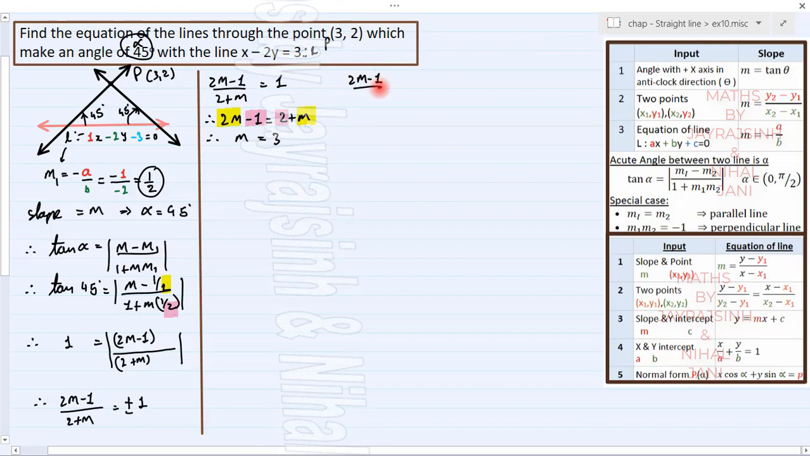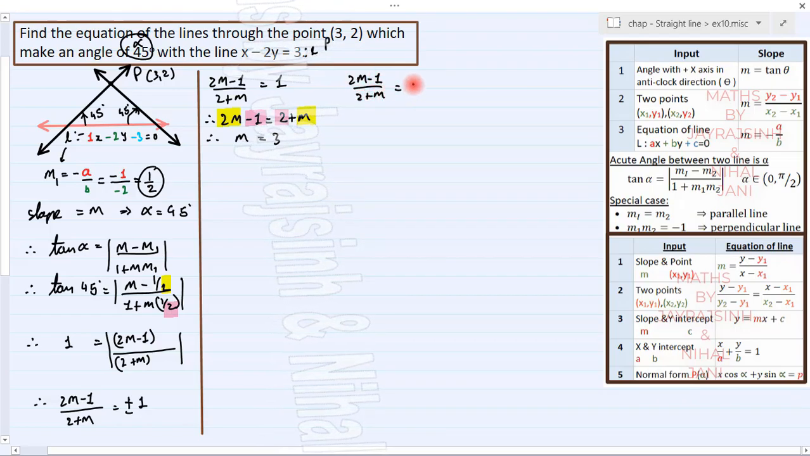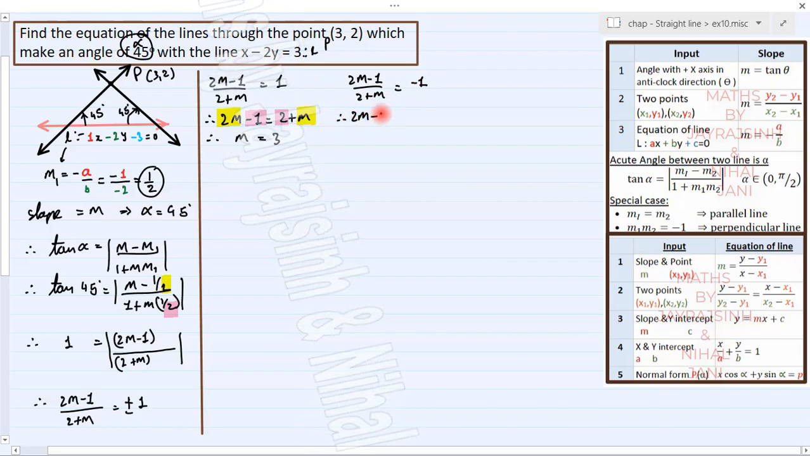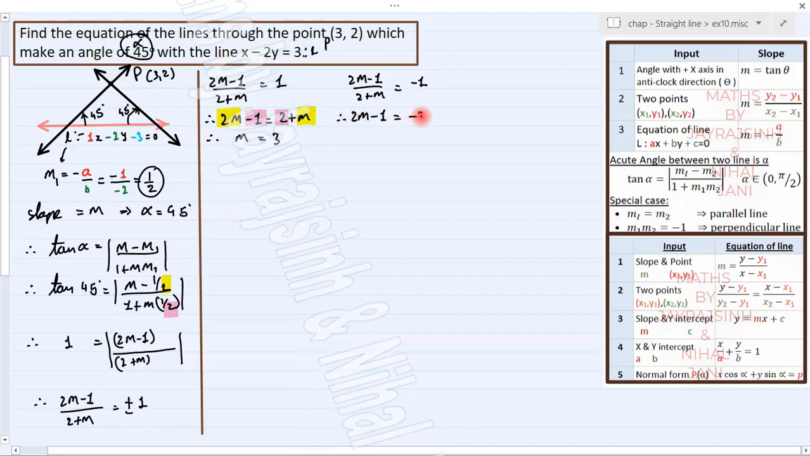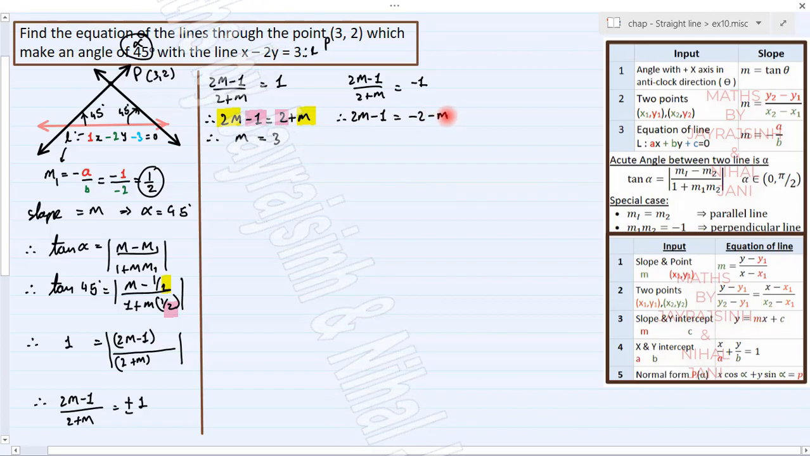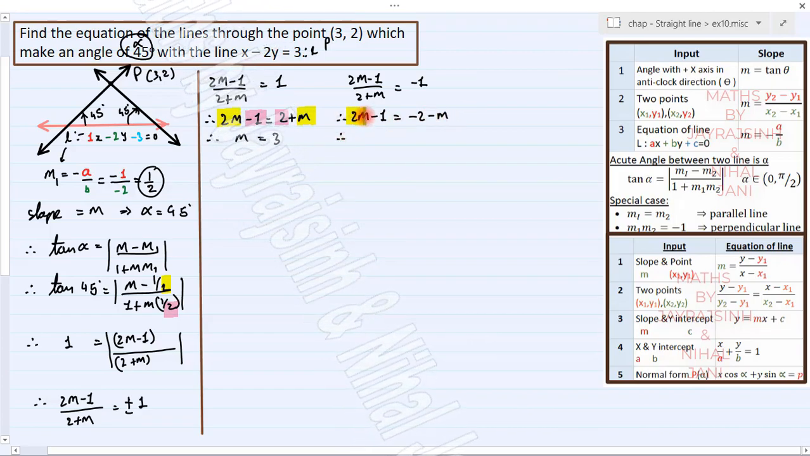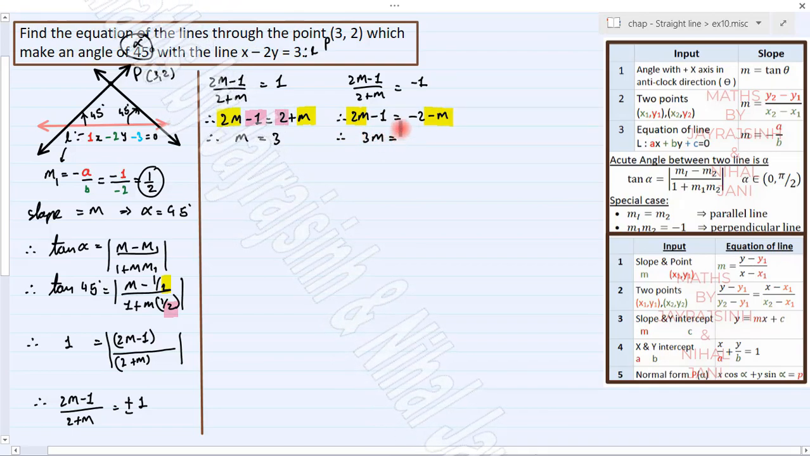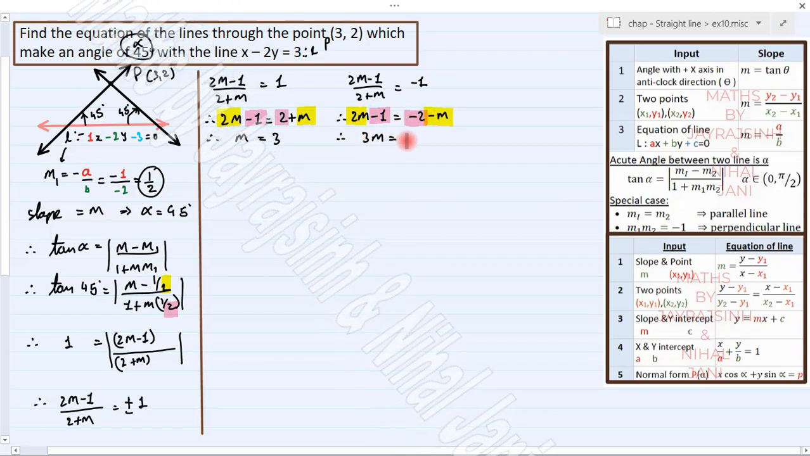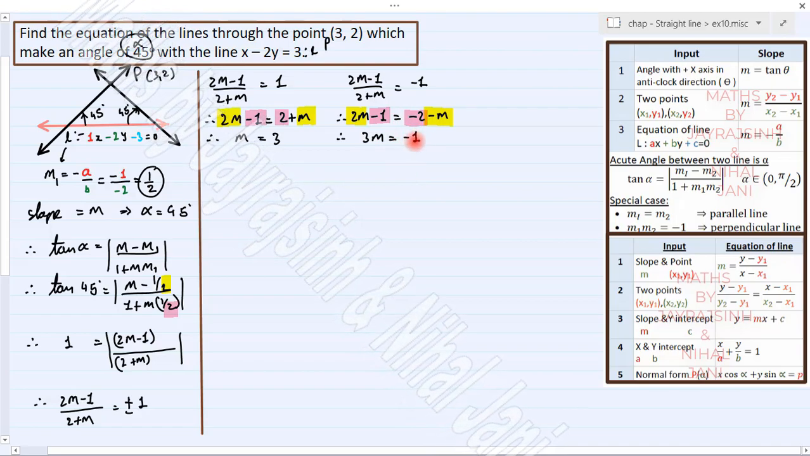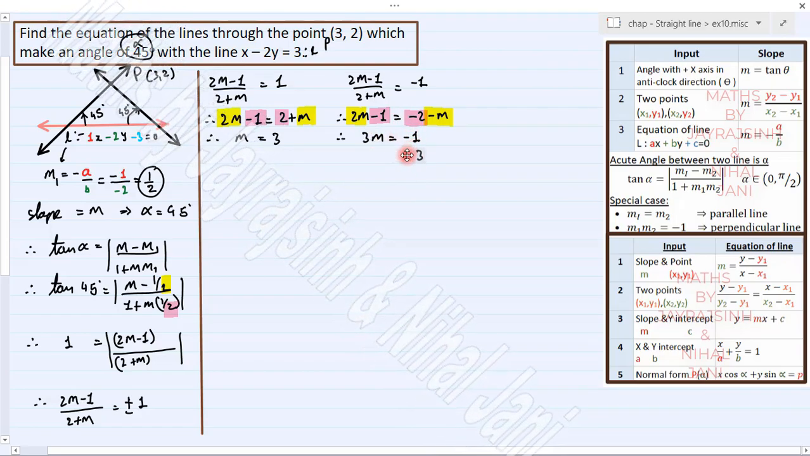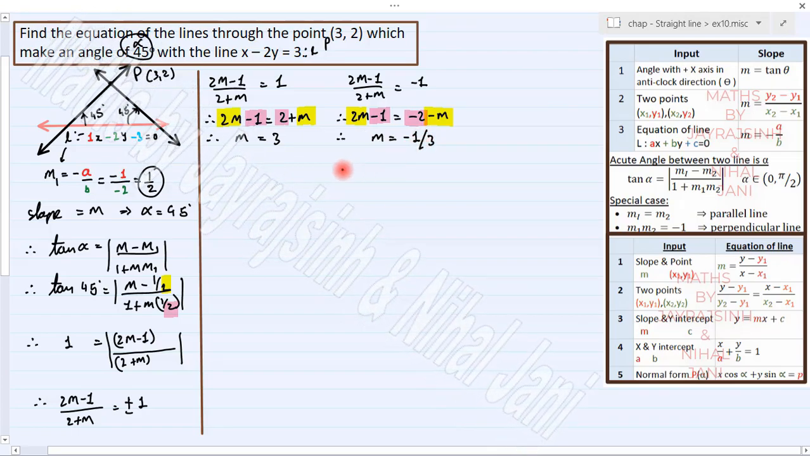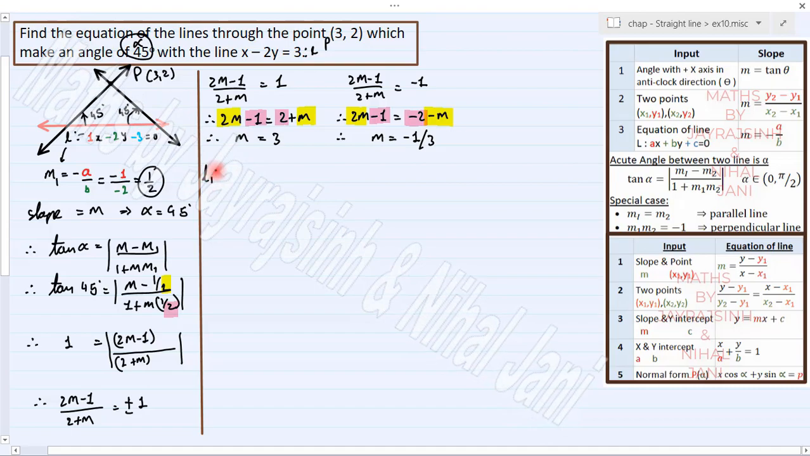Similarly, in the second case, we have to take minus 1 and cross multiply. So we get 2m minus 1 is equal to minus 2 minus m, and 2m plus m will become 3m, and minus 2 plus 1 will be minus 1. Or we can say this 3 will move to the right side into the denominator. So here we get two lines.